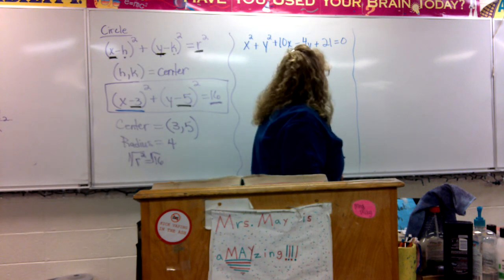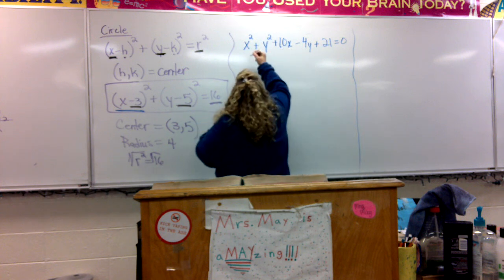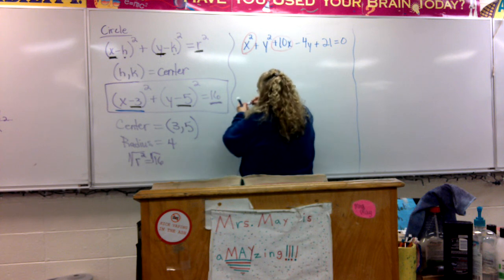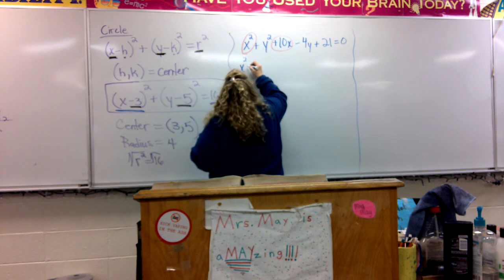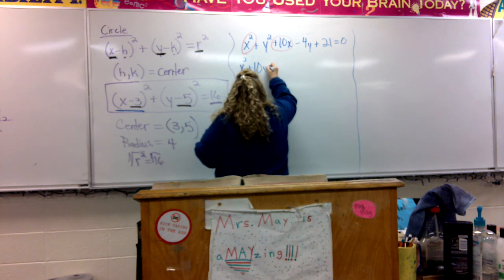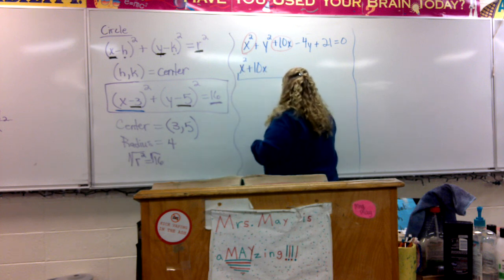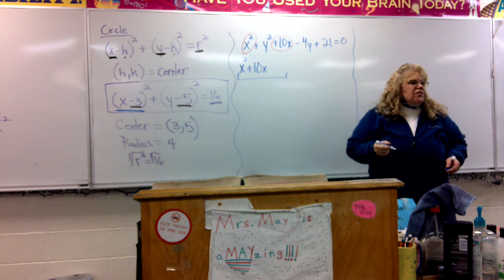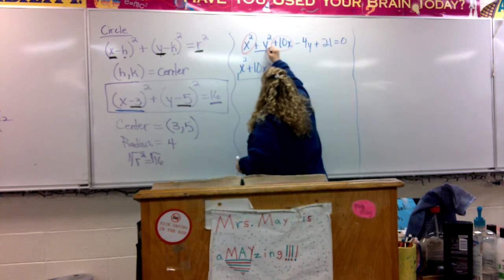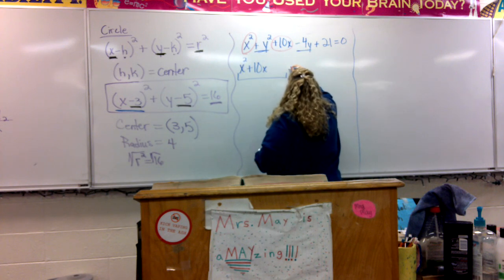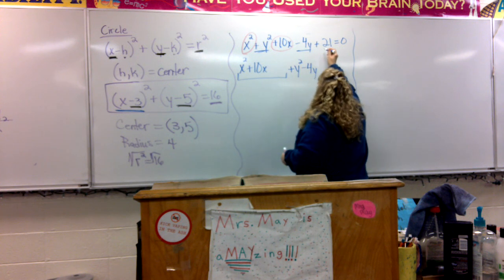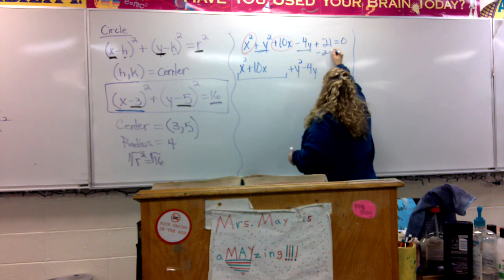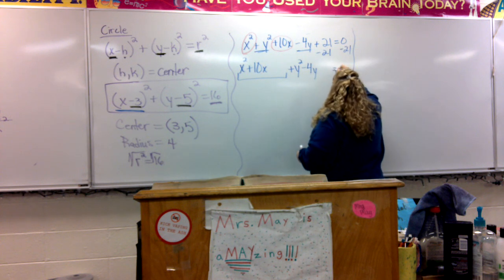Well, you're going to start with the x stuff. Write the x terms together. X squared plus 10x. And then you're going to do the same with the y terms. The y squared minus 4y. And this number term right here, you're going to get rid of it. Put it on the other side.